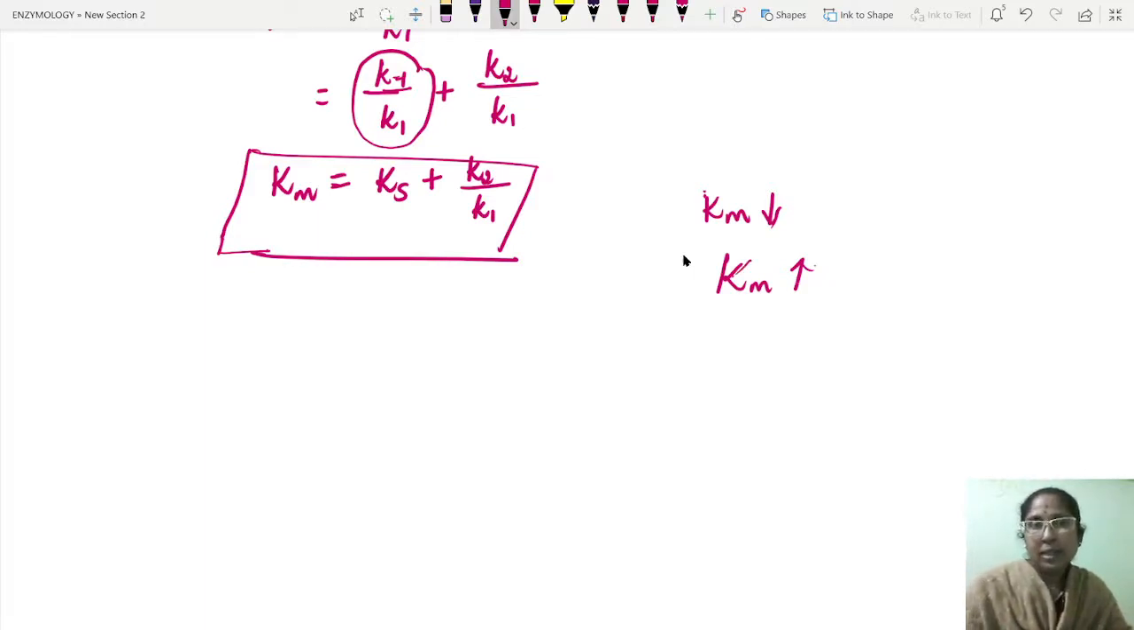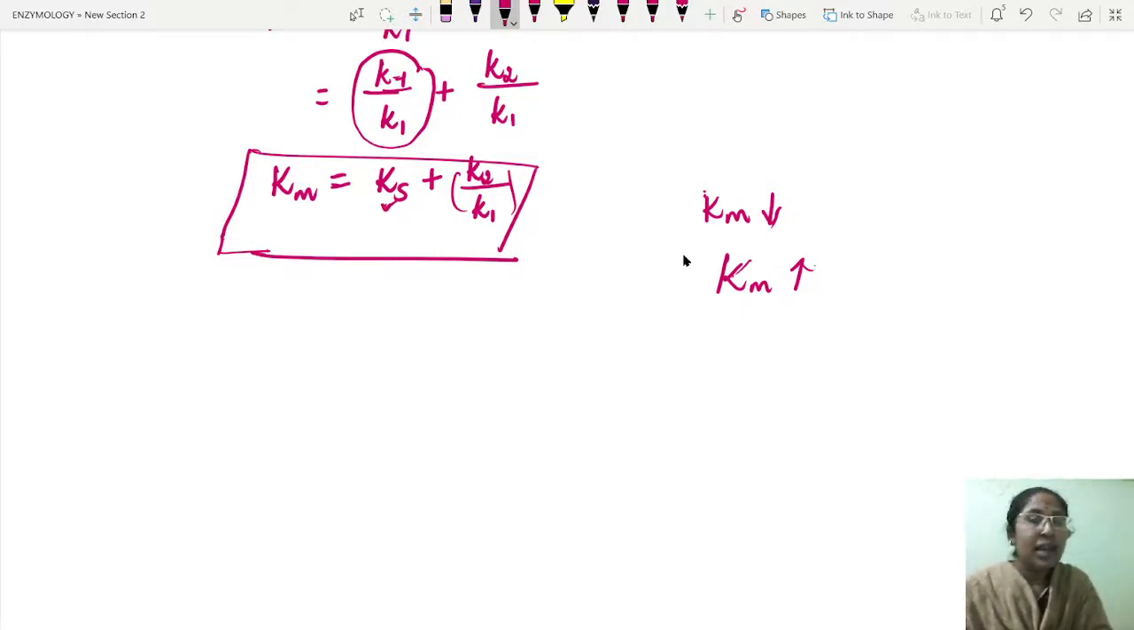So thus we can say that the higher the dissociation constant, the lower the affinity. The lower the value of the dissociation constant, the higher the affinity, provided that the term k2 by k1 should be smaller than the Ks.